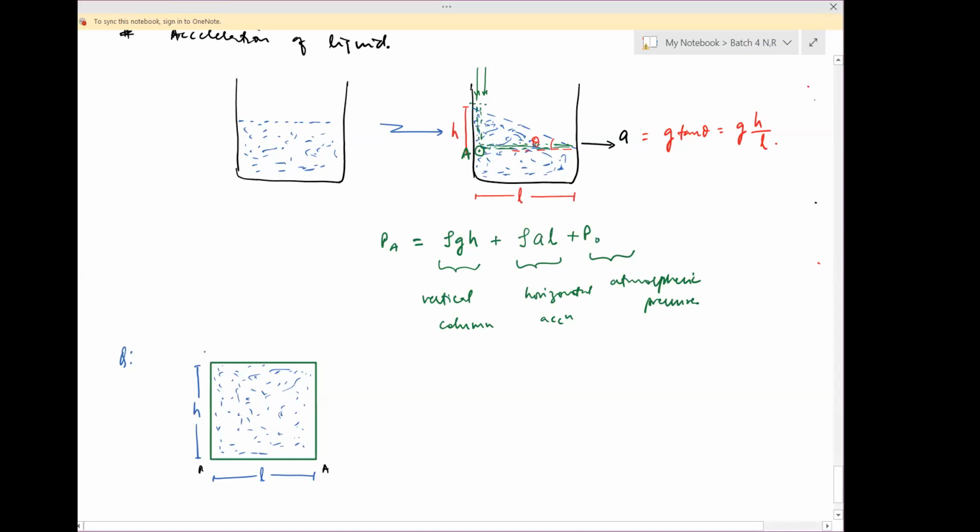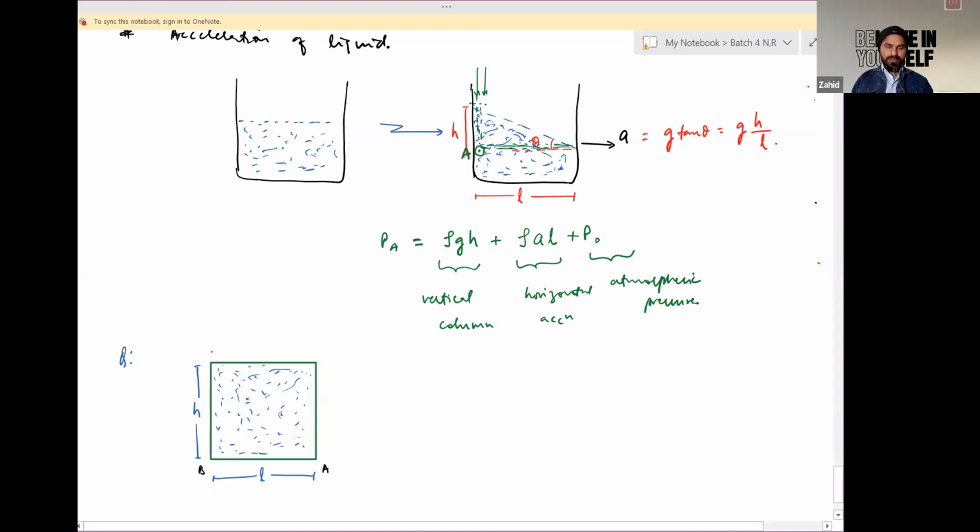Suppose there is a cubical system like this, in which liquid of density rho is completely filled. Now it is accelerated along this direction. So you'll be asked to find the net pressure at A, B, C, and D.